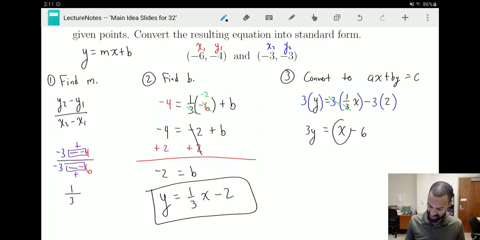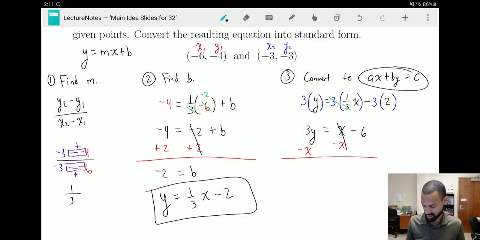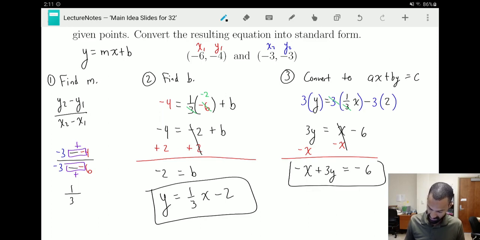Now I need to have this x term on the left side, not on the right side, so I'm going to subtract x from both sides. And I'll just be careful to arrange my terms in the order that is here. x first, then y, then constant. So that'll be negative x, that's a positive 3y, and that all equals negative 6. So there it is in standard form. Okay, so yeah, that'll do it. So y equals mx plus b, slope-intercept form, is y equals 1/3 x minus 2. That exact same equation, just rearranged, is negative x plus 3y equals negative 6.